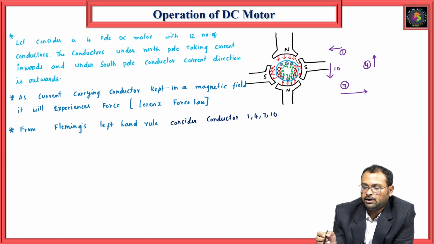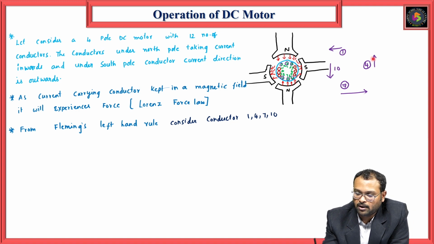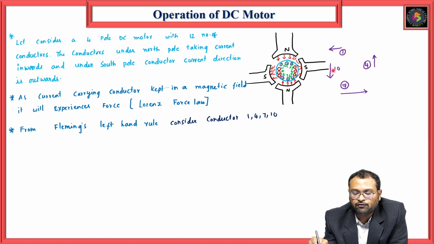If you observe clearly the direction of the 4 conductors, the 4th conductor is moving upwards, the 1st conductor is moving from right to left, the 10th conductor is moving downwards, and the 7th conductor from left to right. So they are all rotating in an anti-clockwise direction. If you check randomly any conductor, all the conductors will follow this. That means each conductor is experiencing a force.